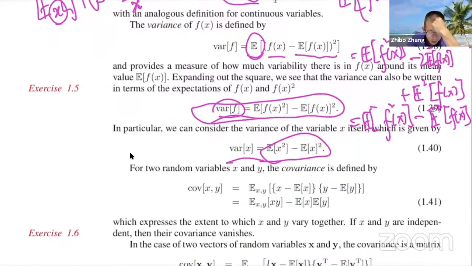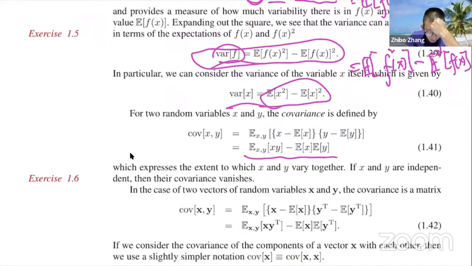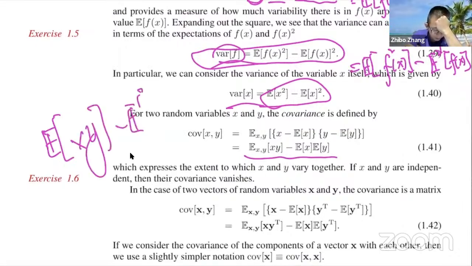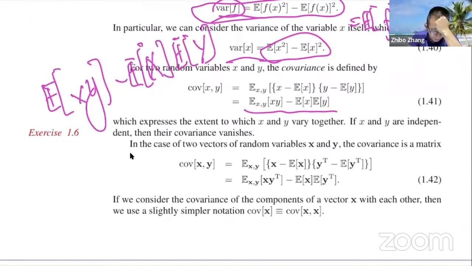For two random variables x and y, the covariance is defined by this: the expectation of xy minus the expectation of x multiplied by the expectation of y. This expresses the extent to which x and y vary together. If x and y are independent, then the covariance vanishes.